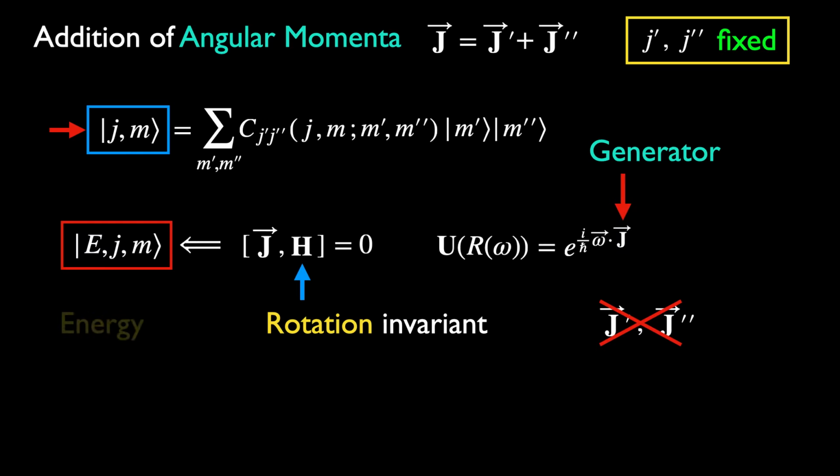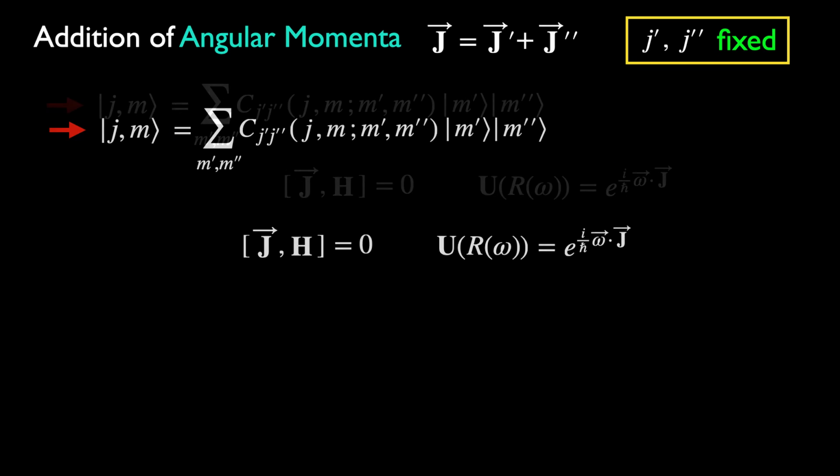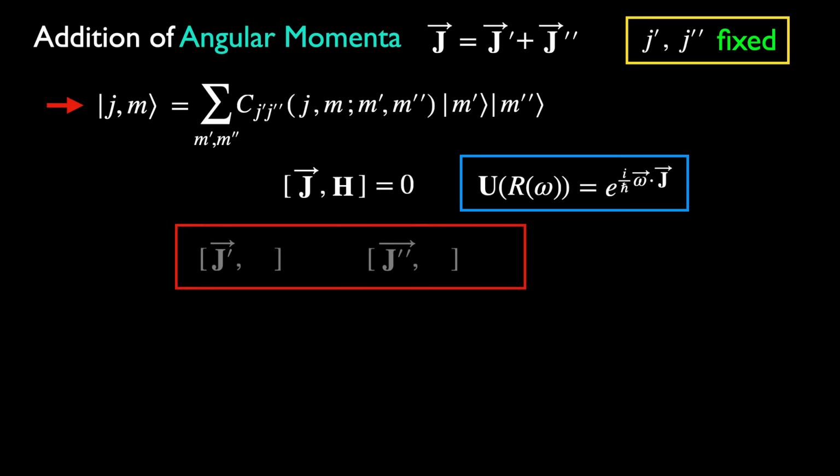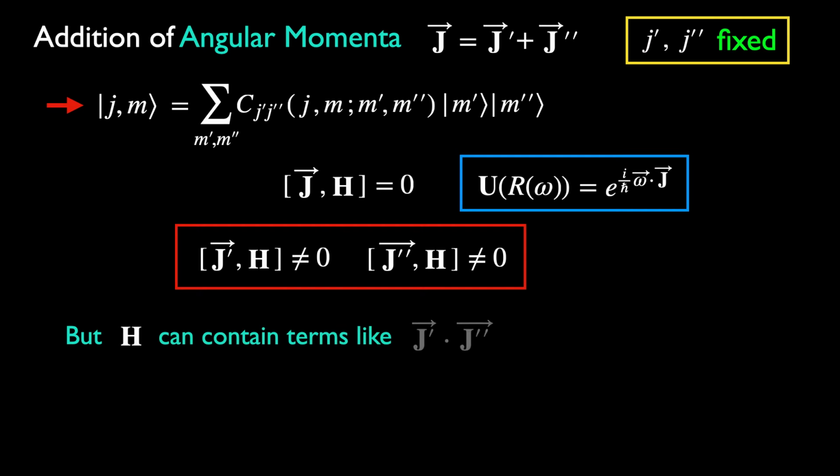That is to say, only the |J m⟩ states could be energy states, which are the subjects of atomic spectra. As noted earlier, because J' and J'' are sub-angular momenta, and therefore not the actual generators of rotations for the full system, they might not commute with H, which is the total energy of the system. But H can certainly contain rotationally invariant terms like their dot product.